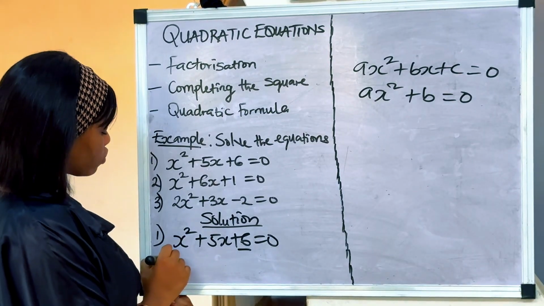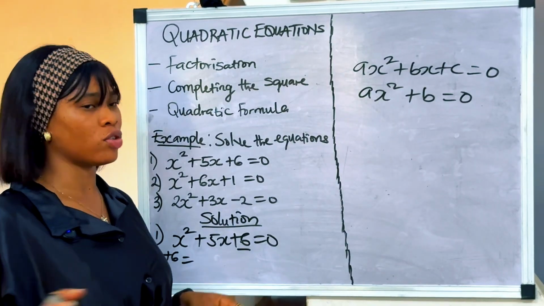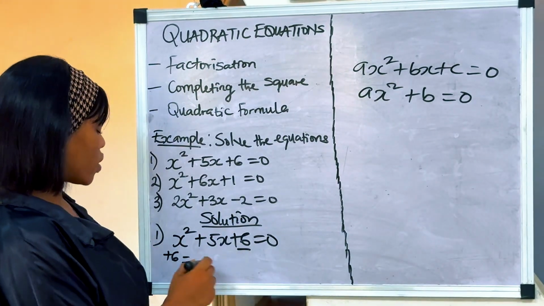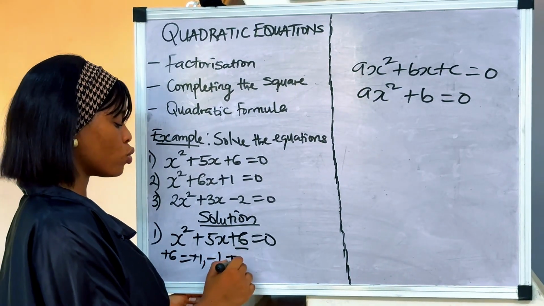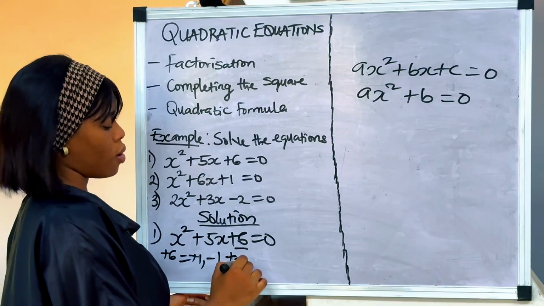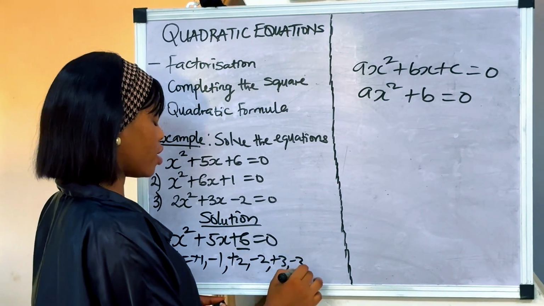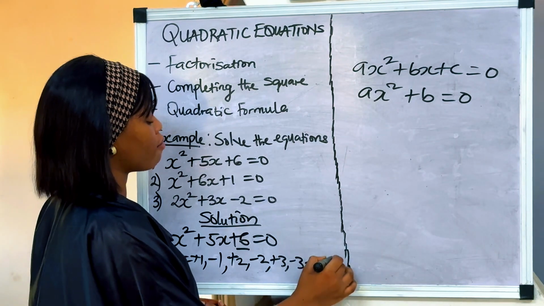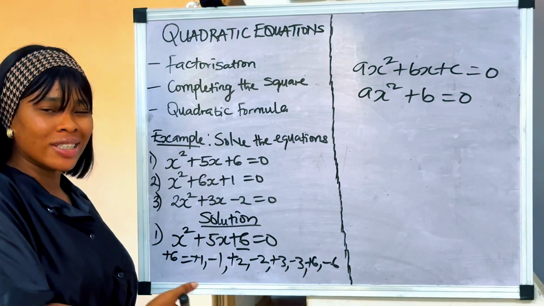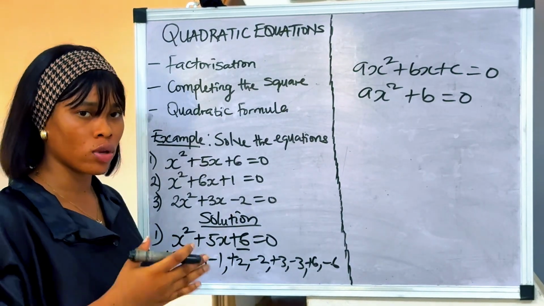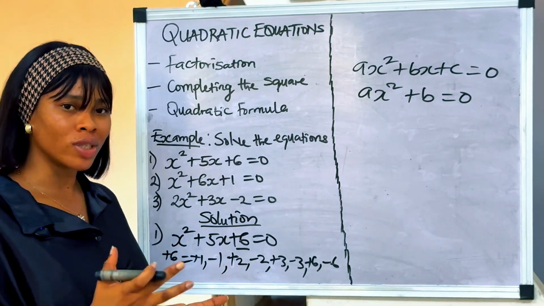So what are the factors of plus 6? Here we consider both the positive and the negative factors, not just the positive factors. Just as we have plus 1, we also have minus 1. We have plus 2, we also have minus 2. We have plus 3, we also have minus 3. And then we have plus 6, and we also have minus 6. So these are the factors of plus 6, both the negative and the positive factors. Please, the negative factors are very much included in this case.